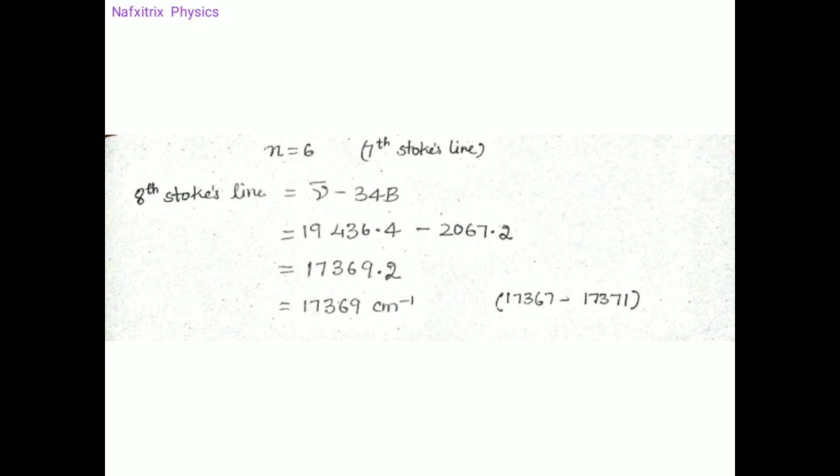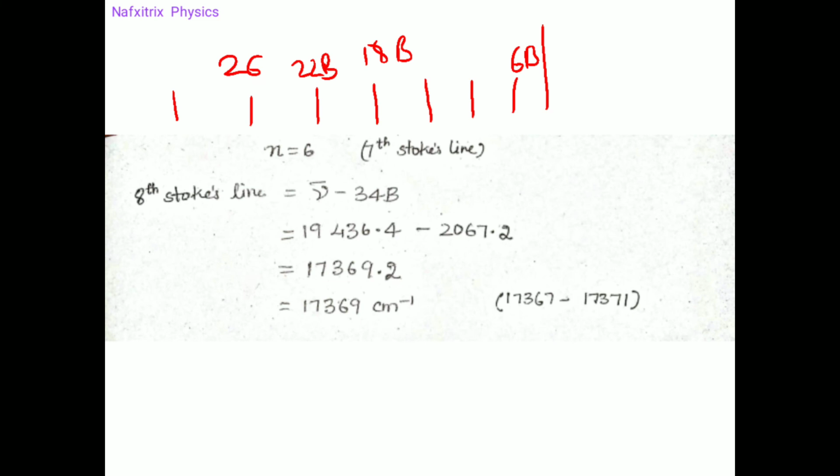That means it is the 7th Stokes line. That means, starting from the Rayleigh line, the next Stokes line is at a distance of 6b. Then if we add 4b, that would be 10b. Then 14b, 18b, 22b, and next it is 26b, and finally 30b.